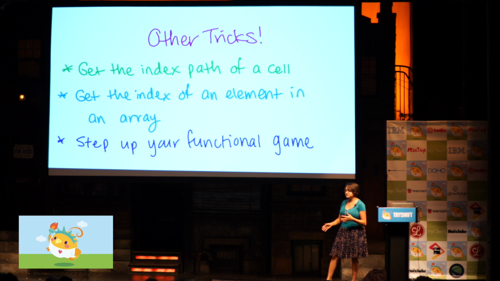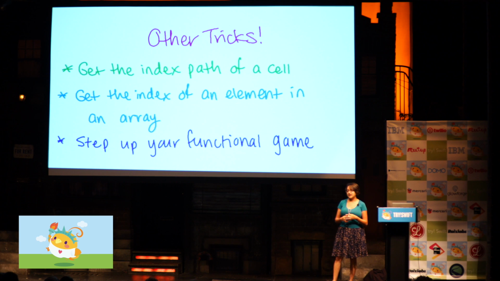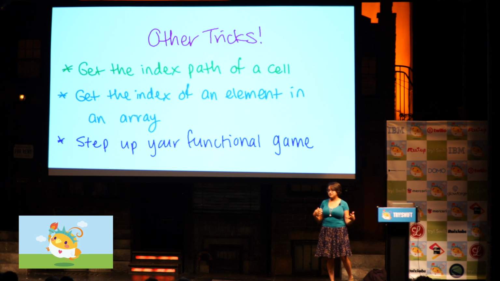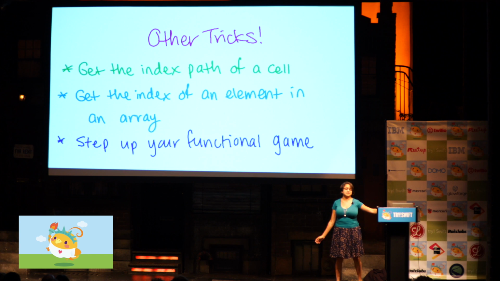And then in general, there's a whole lot of other tricks. You can get the index path of a cell, index of an element in an array. You could start using mapping and flat mapping to step up your functional game. And basically, it's pretty magical in my mind. It makes your code a lot easier and simpler to use.